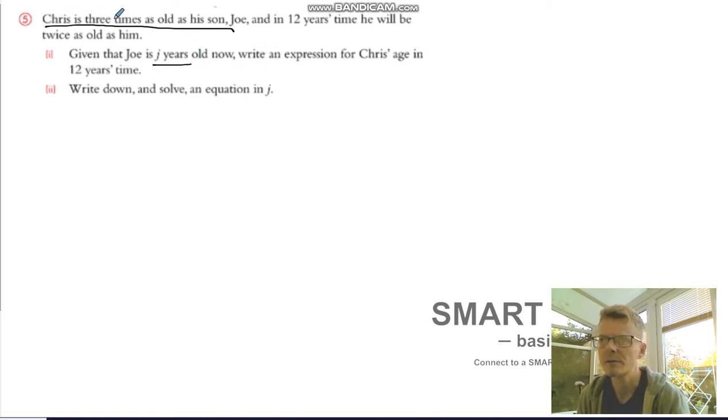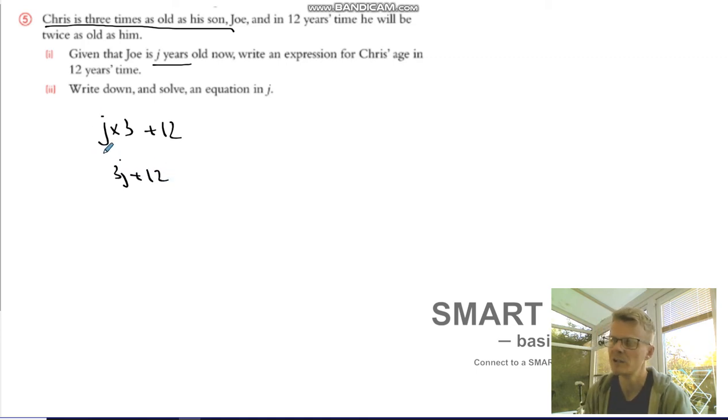So Chris is currently 3 times as old as his son. So then to find Chris's current age, we would just literally take J and times it by 3. But in 12 years' time, it will just be 3 times J plus 12. Okay, or just write it easier, there we go. So that's Chris's age in 12 years' time. This is his current age, 3 times as old as his son, but then 12 years more. So that's part 1.